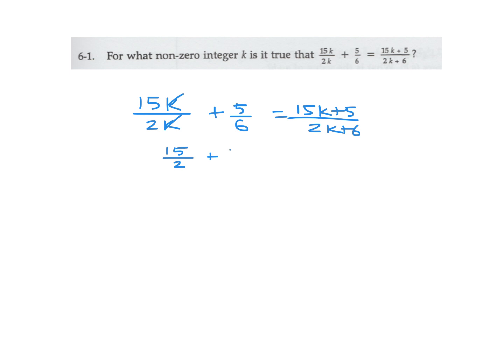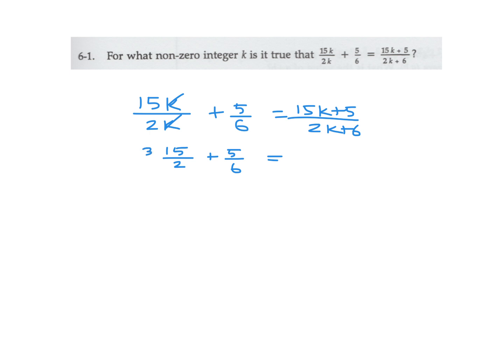For what non-zero integer k is it true that 15k over 2k plus 5 over 6 is equal to 15k plus 5 over 2k plus 6? Okay, let's see here. The k's cancel on this side, so that just leaves me with 15 over 2 plus 5 over 6. There's not much we can do here.